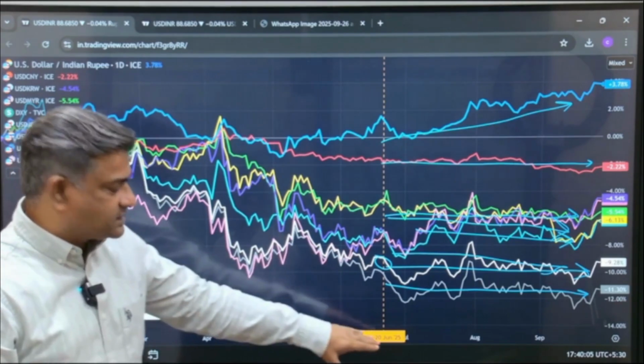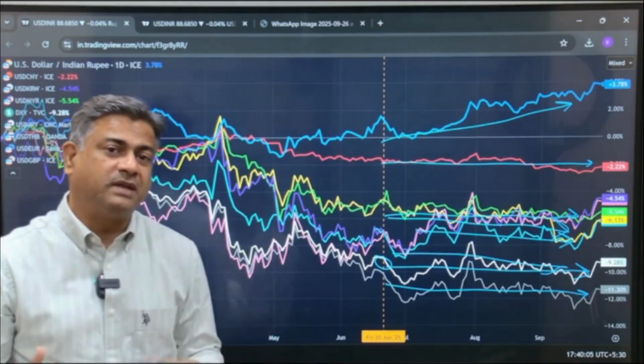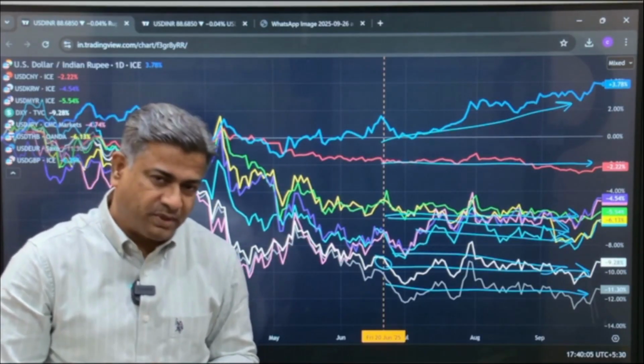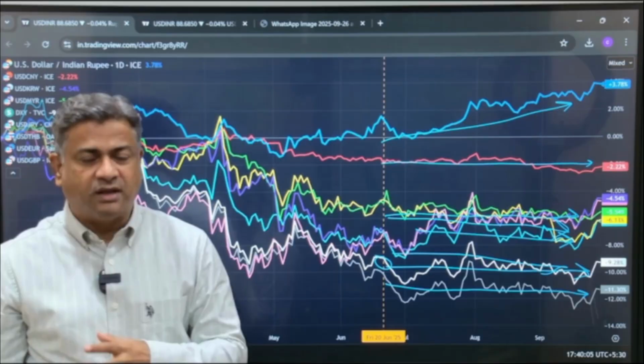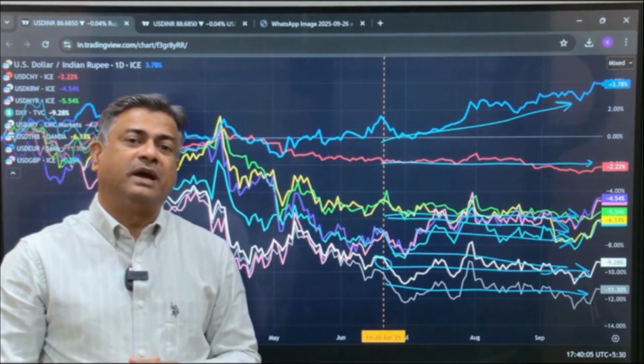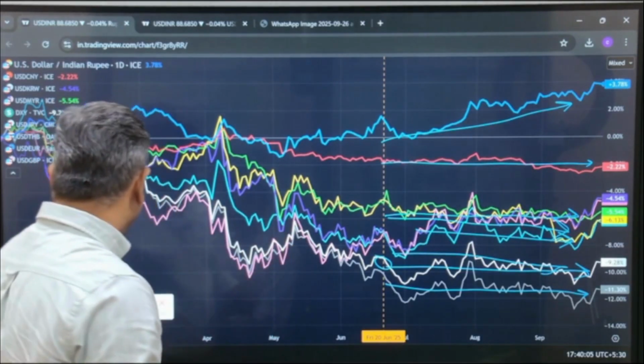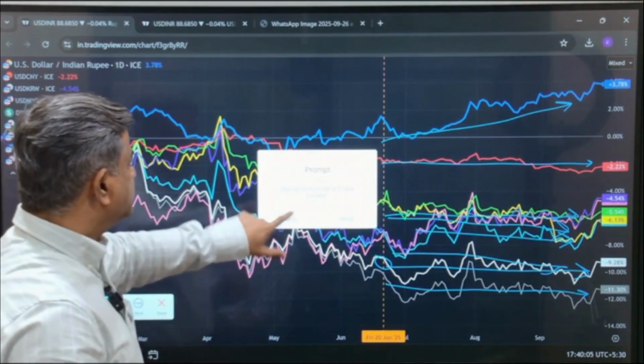It continues since June when I showed it the last time. So 3 months, 3.5 months, the dichotomy is continuing. The dollar is weak, but the rupee is also weak. The rupee is getting pressurized by a lot of geopolitical concerns. So in such a situation, what do I do?